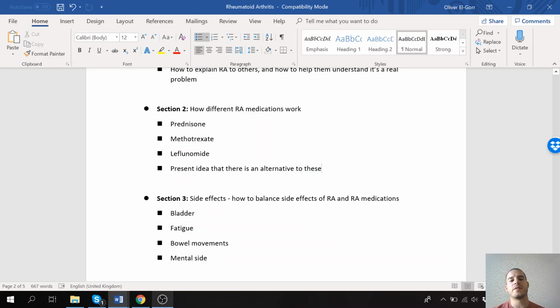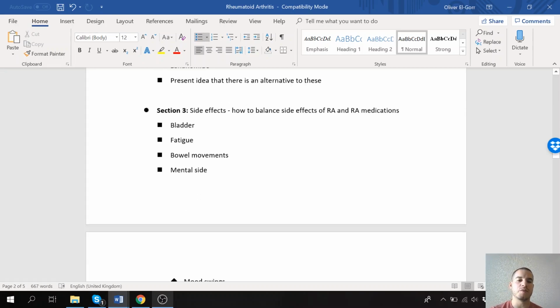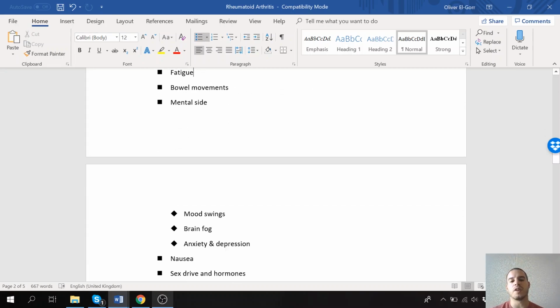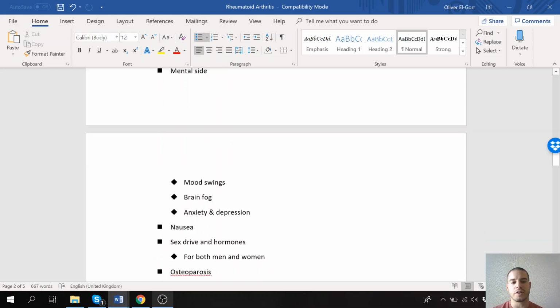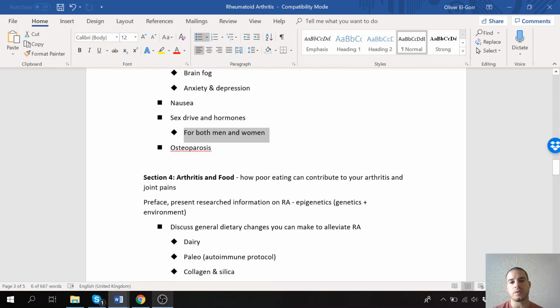Section 3, the side effects of these medications. You see the theme of the book now. Conventional medications have side effects, and I divided that into different body parts. So side effects for your bladder, general fatigue, side effects for your bowel movements, the mental side effects, stuff like mood swings, brain fog, anxiety and depression, nausea, sex drive and hormones, and men and women are different. They have different sex hormones, so split that into two, and also some stuff for osteoporosis.